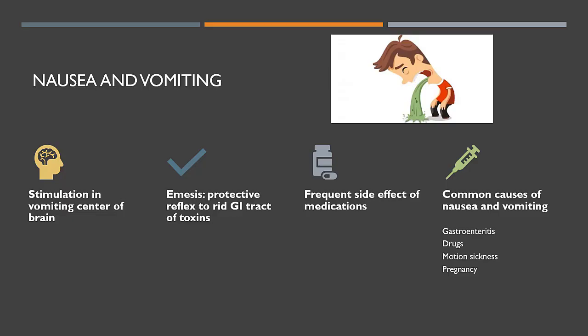Emesis and the sensation of nausea that frequently accompanies it are generally viewed as components of a protective reflex that serves to rid the stomach and intestines of toxic substances and prevents further ingestion. Nausea is a frequent side effect of medications as well as a common feature in a number of systemic conditions, disorders of the central nervous system, and GI conditions. The most common causes of nausea and vomiting are gastroenteritis, drugs or toxins, motion sickness, and other labyrinth disorders or disturbances, and pregnancy.